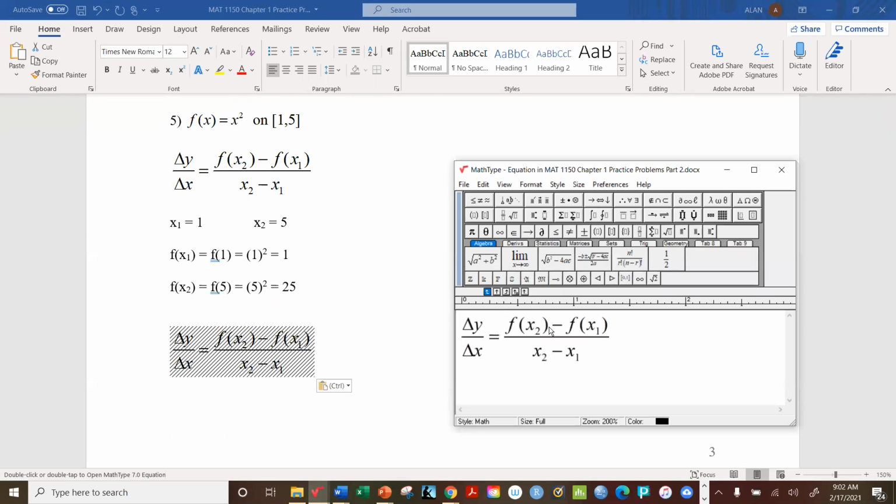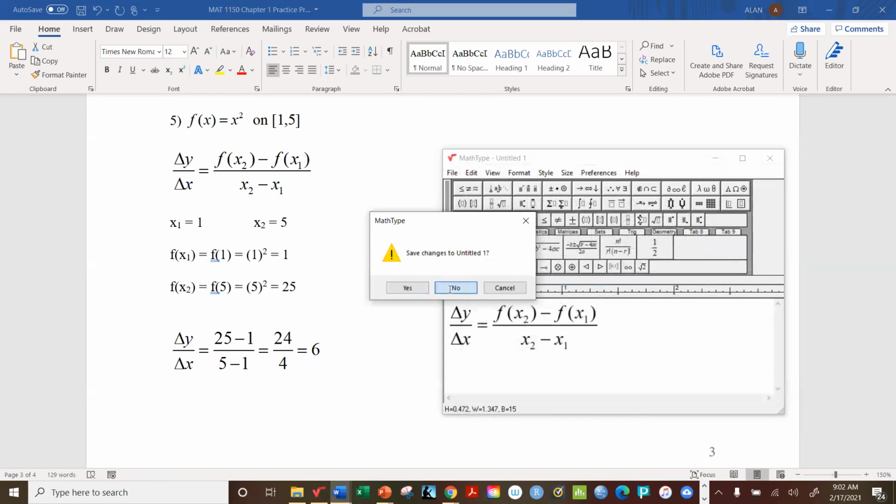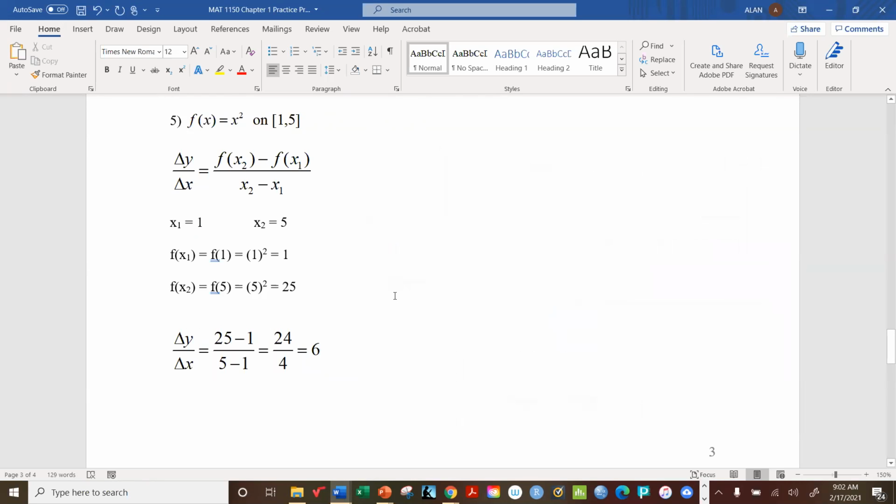So we're going to have 25 minus 1 in the numerator, divided by 5 minus 1 in the denominator. So we're going to have the ratio of 24 over 4, which is 6. That's it. So the average rate of change over that interval is 6 with this function, that is.